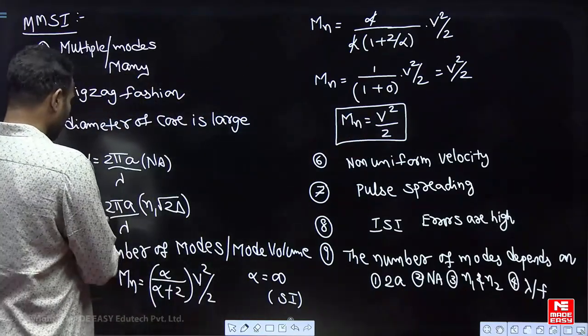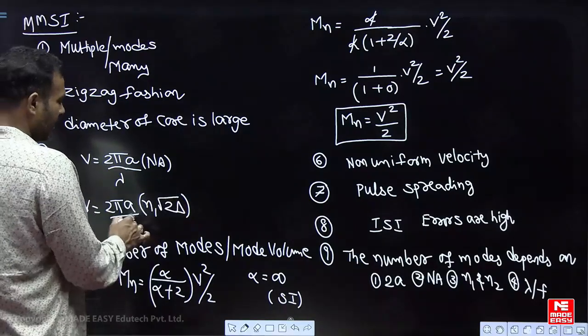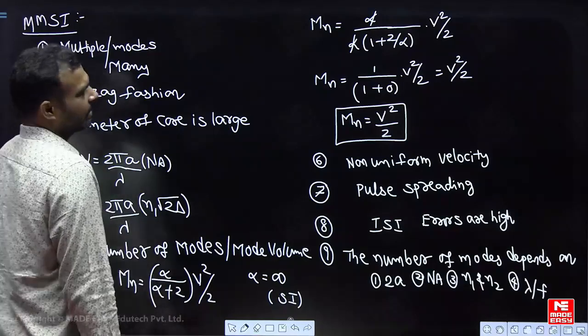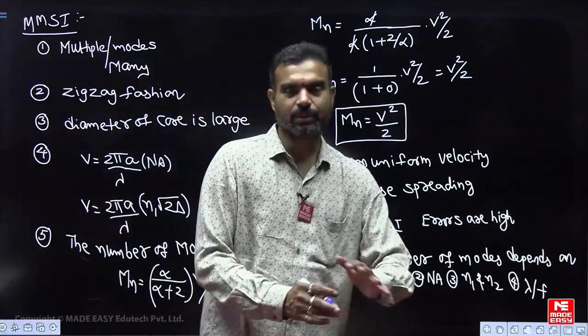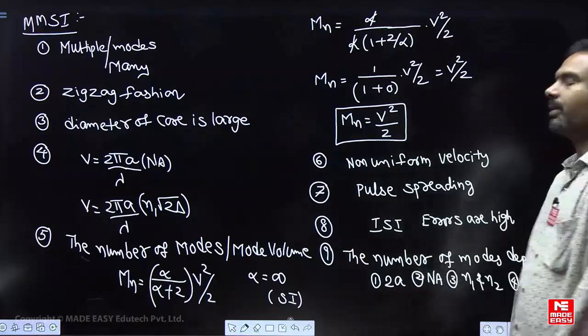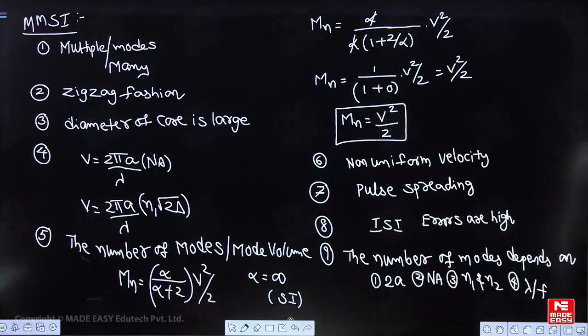If Mn is going to be increased, it means V increases by increasing the a and increasing the delta and decreasing the lambda. By decreasing the lambda, the V value will increase. This gives the number of modes. The number of modes completely depends upon these parameters, that is 2a, numerical aperture, N1 and N2, and also wavelength or frequency. I request the students, please copy that part, all of you.